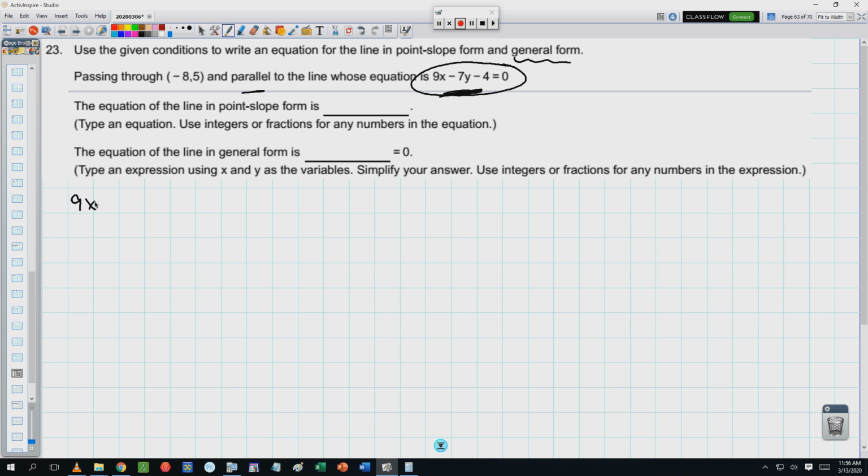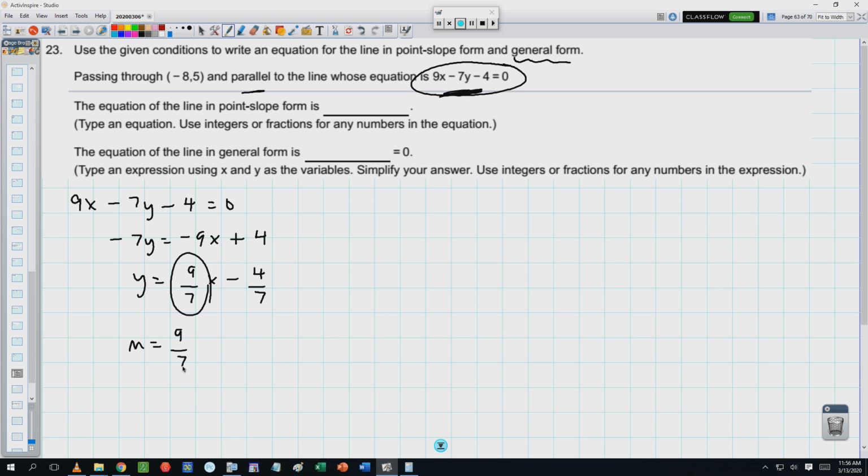So 9x minus gives me -7x is equal to -9x. And when I divide by the -7, I get a positive. And I need to know this little thing right here. So my slope is 9/7.